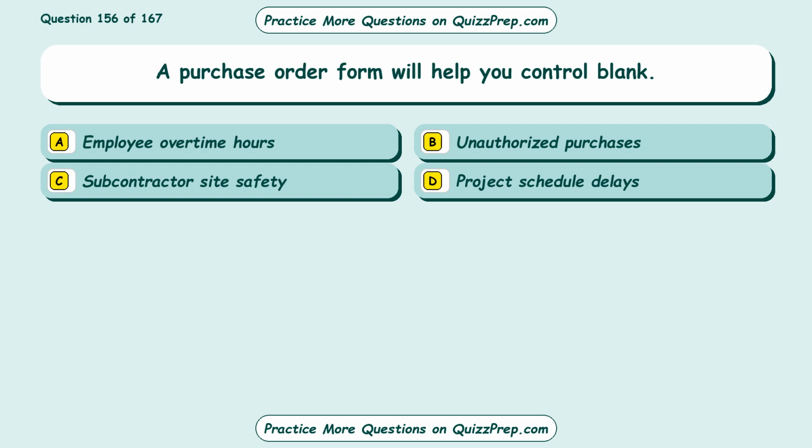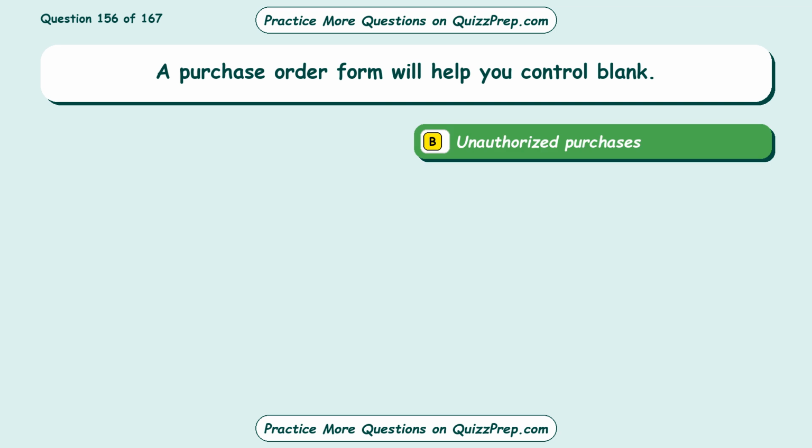Question 156. A purchase order form will help you control blank. Option A, employee overtime hours. Option B, unauthorized purchases. Option C, subcontractor site safety. Option D, project schedule delays. The correct answer is option B, unauthorized purchases.